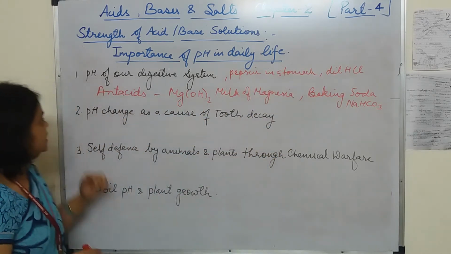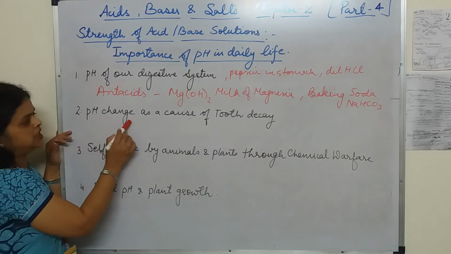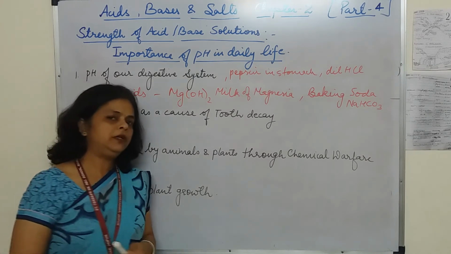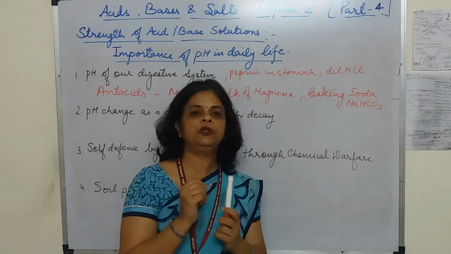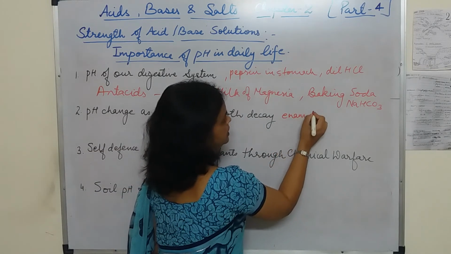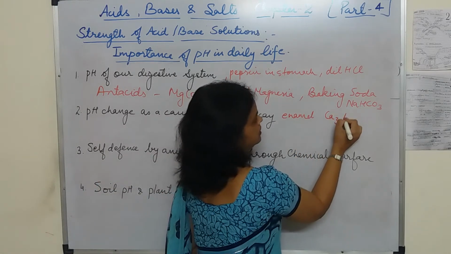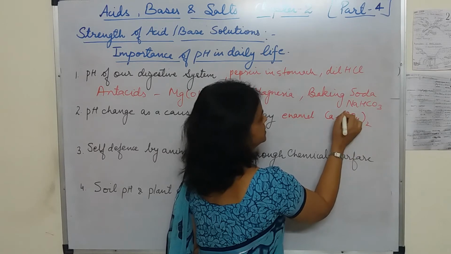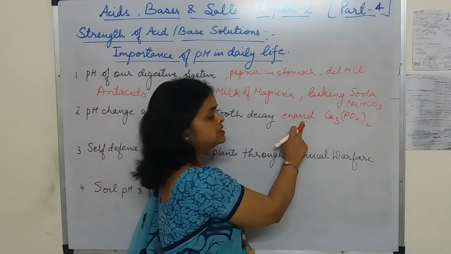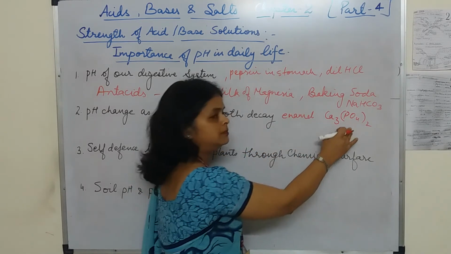Now, the second importance of pH in daily life: pH change as a cause of tooth decay. Students, we all know that the outermost covering of the tooth is enamel. This enamel is made up of calcium phosphate, Ca3(PO4)2, and it is the hardest substance present in the body.